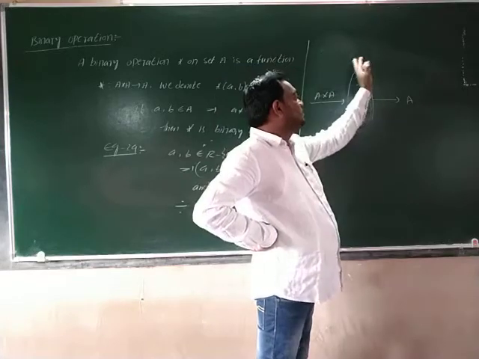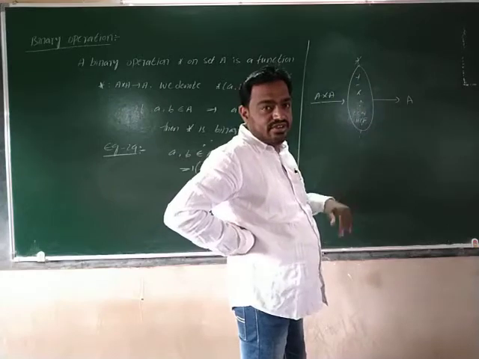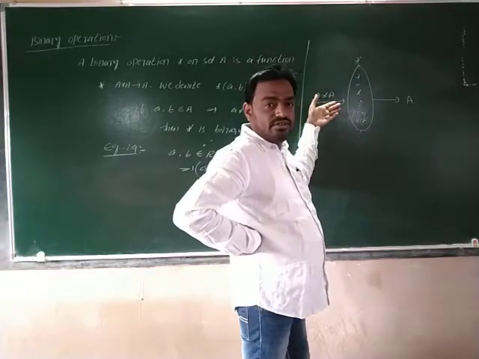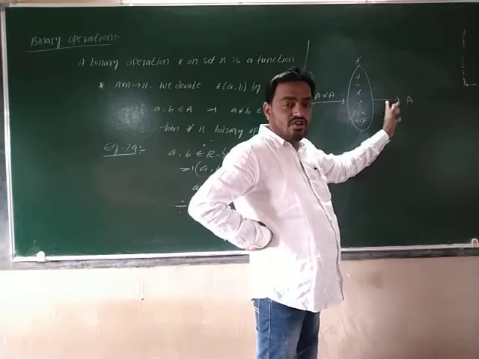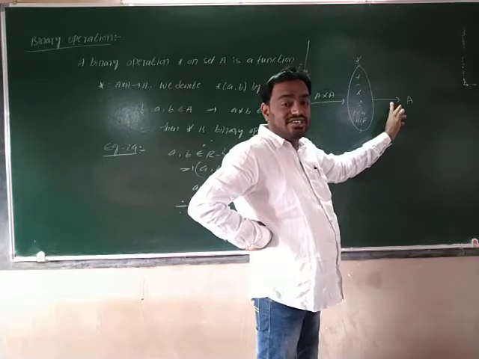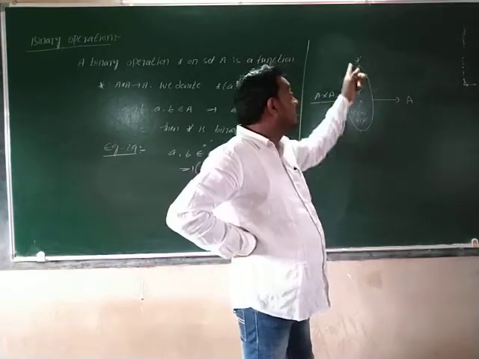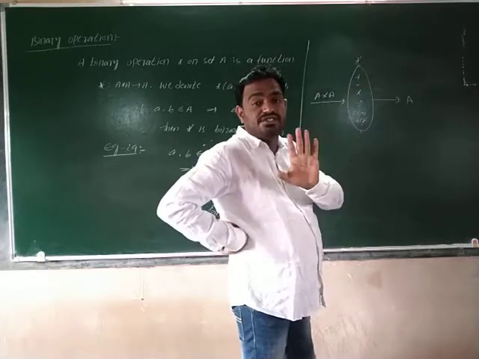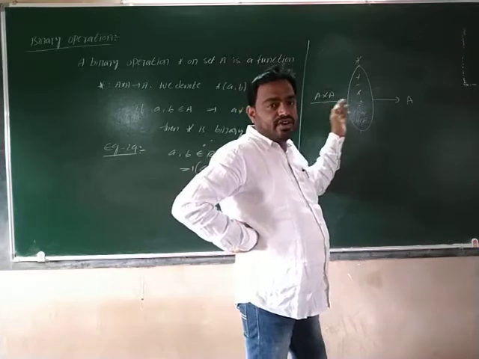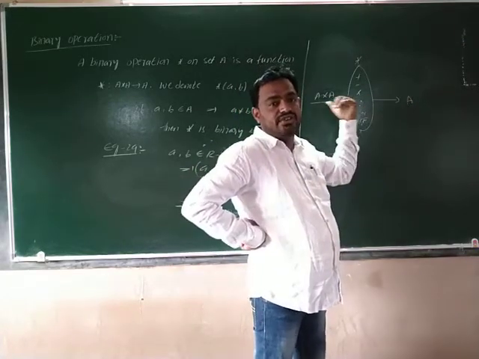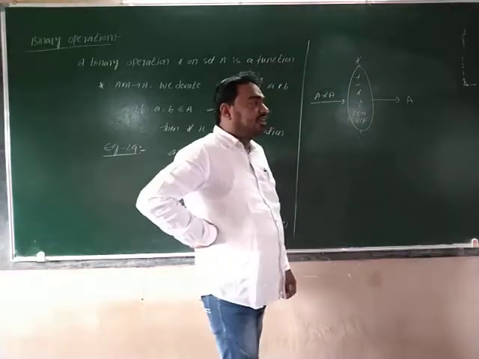Just imagine this operation as a machine. We are giving some input, we are giving some output, and that output belongs to A. Then star is a binary operation. That's it, it's very simple. We give some input, then we get output, and if that output belongs to A, then it is a binary operation.